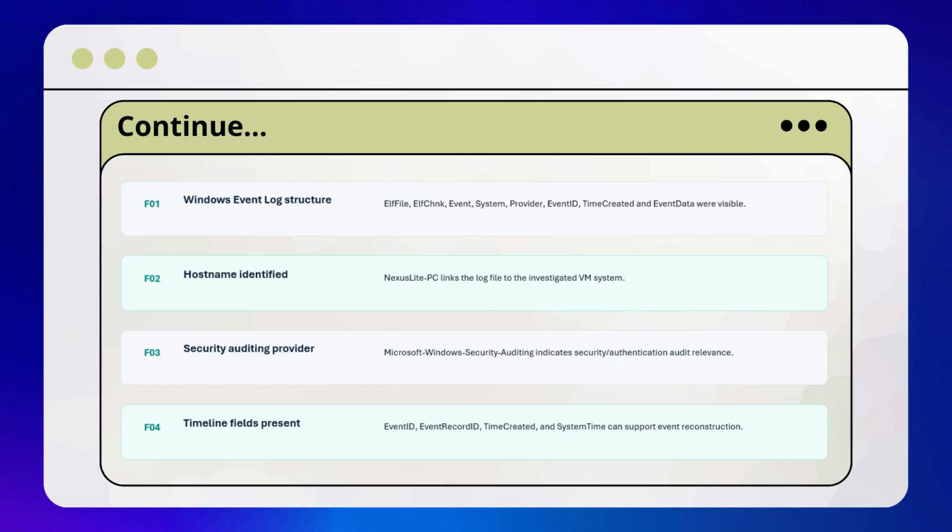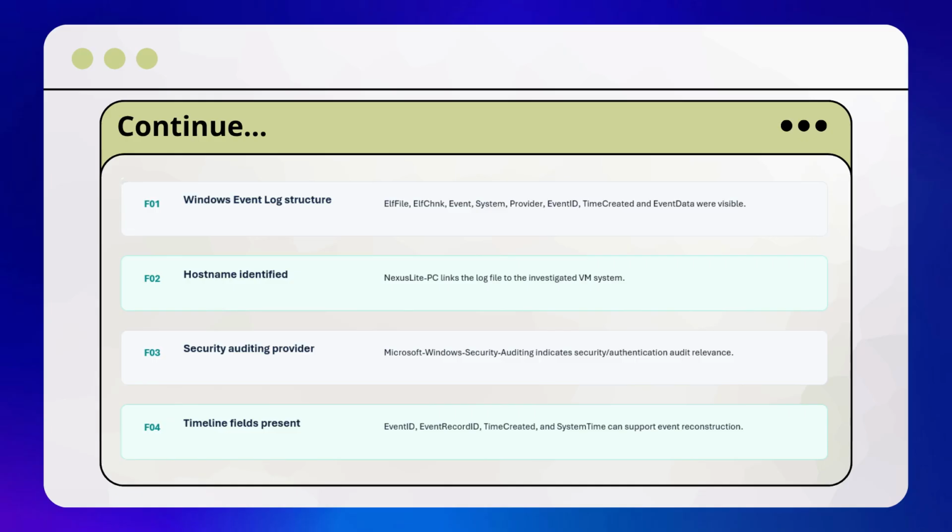Second, the hostname Nexus-like PC was recovered. This links the log file to the investigated Windows 10 forensic system. Third, the provider Microsoft Windows Security Auditing was identified. This confirmed that the file is relevant to security and authentication auditing.